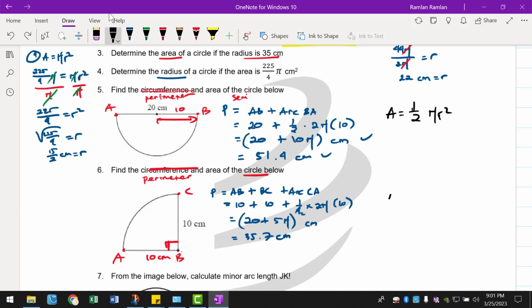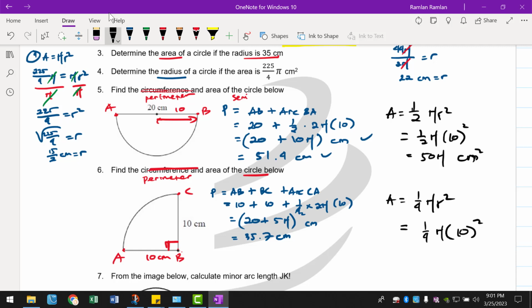Okay, so for number 6, it's going to be 1/4 of the area of a circle. Again, this is pretty straightforward, so you only need to write down the r value, in here is 10. So it's 1/4 times pi times 10 square. 10 square is 100, so it's going to be 25 pi centimeter square. That's it. And this one is the same thing, 1/4 and pi, and then 10 square, that'll be 25 pi centimeter square.